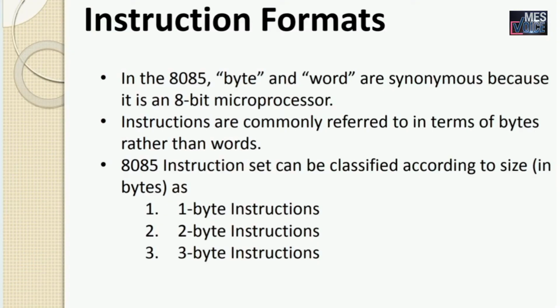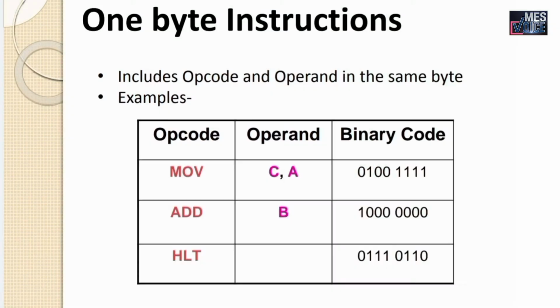Now we are moving on to instruction formats. We know that 8085 is an 8-bit microprocessor and hence it can handle 8-bit data at a time. In 8085, byte and word are synonyms, and instructions are referred to as bytes rather than words. 8085 instructions can be classified according to its size in bytes into 3 categories. They are 1-byte instructions, 2-byte instructions, and 3-byte instructions.